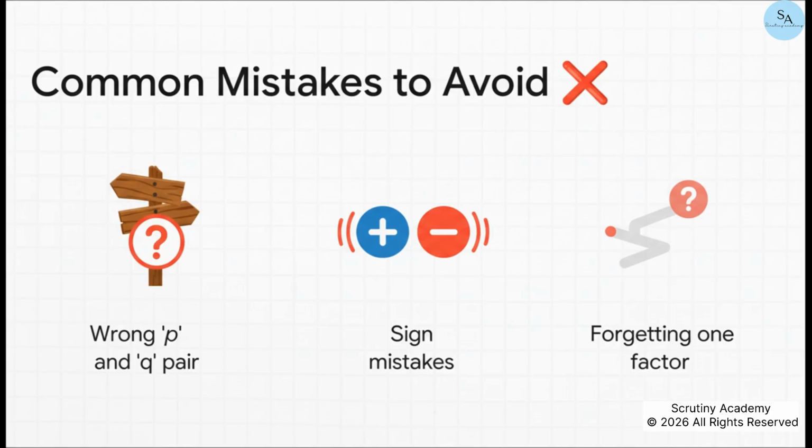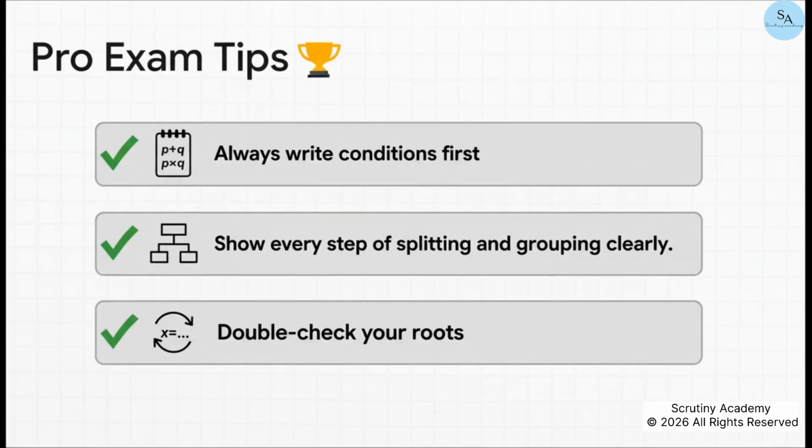Second, silly plus-minus sign mistakes. They happen all the time. And third, forgetting to set both factors equal to 0 at the end. If you can just avoid these, you are already way ahead of most people. And now for some pro tips to really impress your examiner.